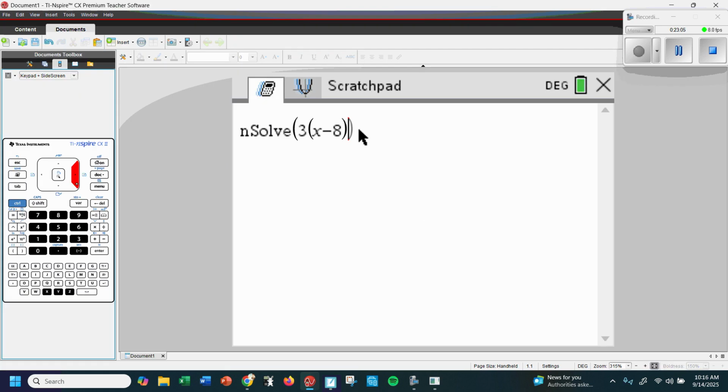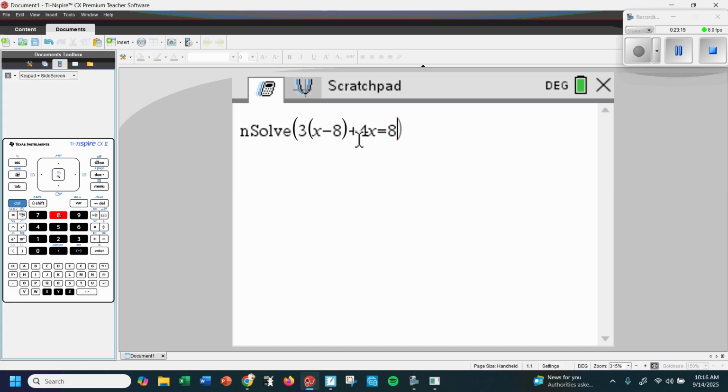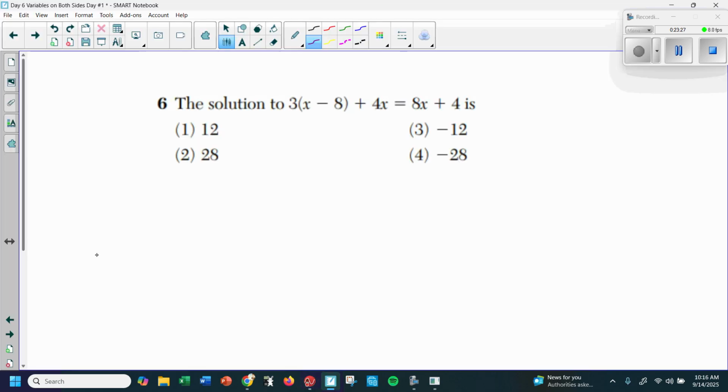Okay, what else we got? We got plus 4x equals, I know I have to keep going back and forth. The lack of benefits of being on a laptop. 8x plus 4. Okay, 8x plus 4. Just don't forget the comma, whatever letter you picked. And the answer is negative 28. How easy is that? We are going to dominate this regions.